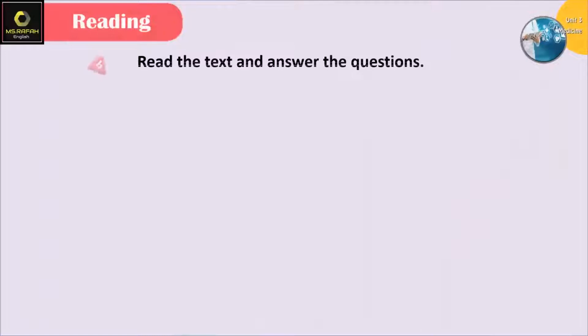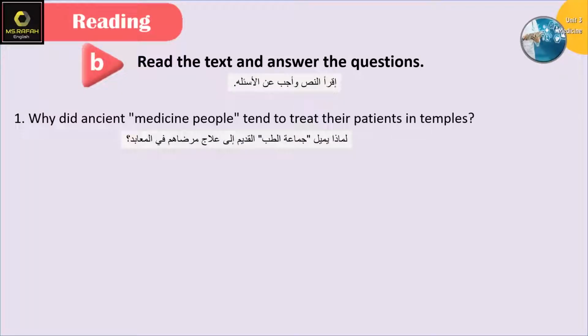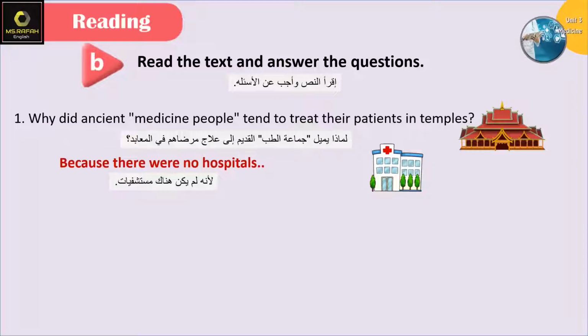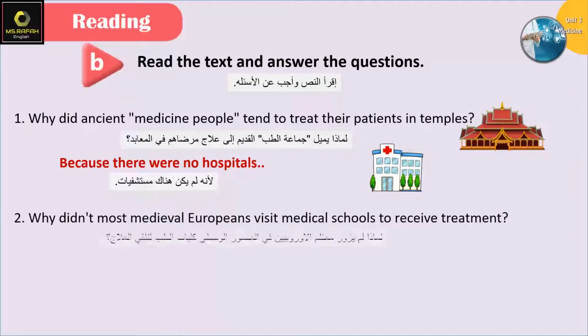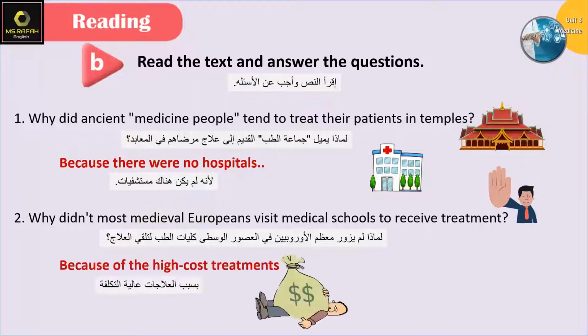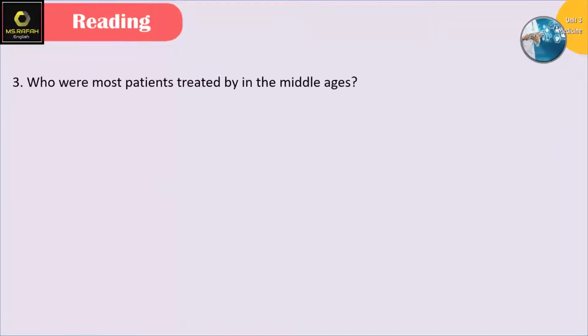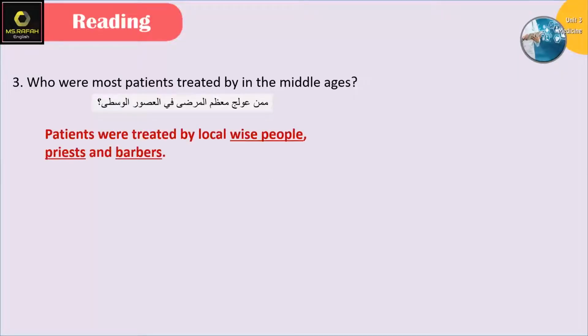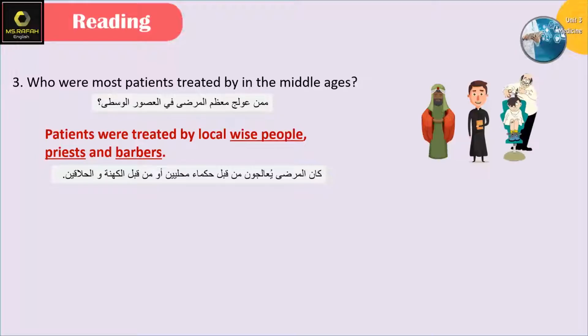Now let's move on to B. Read the text and answer the questions. Why did ancient medicine people tend to treat their patients in temples? Because there were no hospitals. Why did most medieval Europeans visit medical schools to receive treatment? Because of the high cost treatments. Who were most patients treated by in the Middle Ages? Patients were treated by local wise people, priests, and barbers.